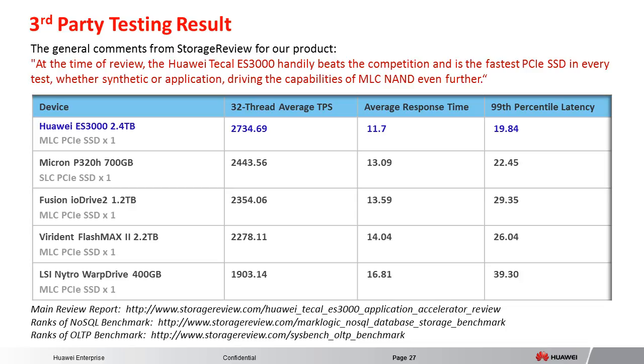So let's look at some third-party testing results. This is from StorageReview. Again, we have Huawei 2.4 terabytes versus Micron versus Fusion IO, Virident, and LSI Nitro, and the numbers clearly speak for themselves. Average response time, if you look at it, Huawei 11.7, and 99% latency 19.84. Micron was second at 13.09 and 22.45. Fusion IO again third.